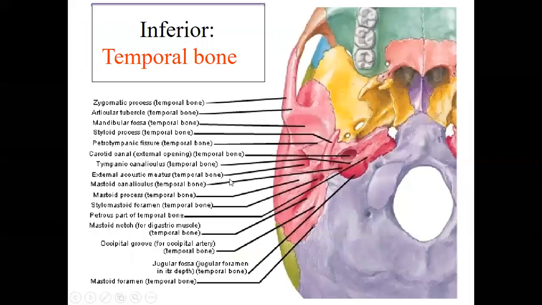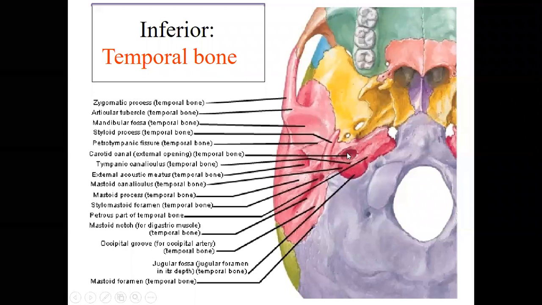On the temporal bone, these are important landmarks that you have to know. You can see here, we have the zygomatic process of the temporal bone. And then we have the articular tubercle. And then we have the mandibular fossa. And then we have the styloid process here. This is the styloid process. And we also have the petrotympanic fissure. And then we have the carotid canal. You can see here, this is the carotid canal. And this is the external acoustic meatus, the opening.